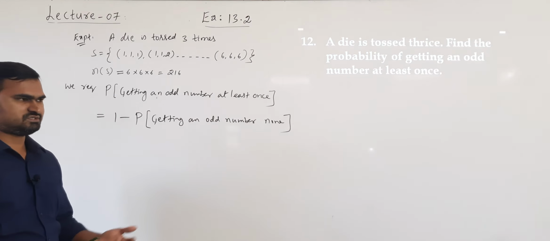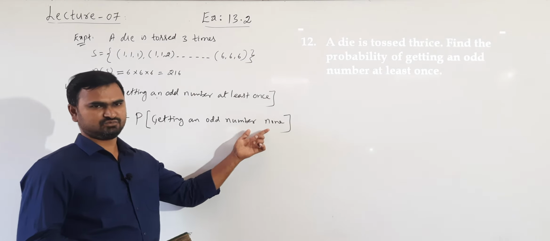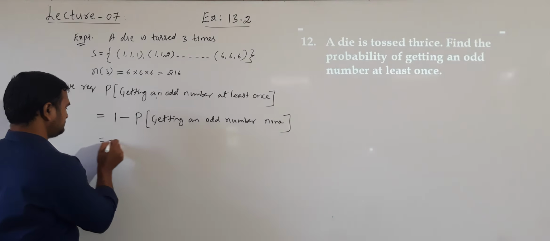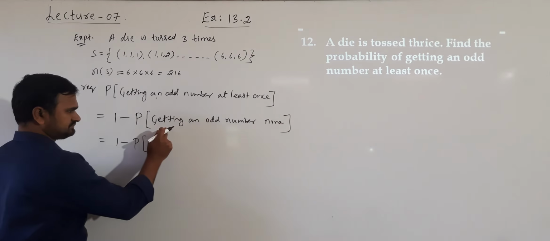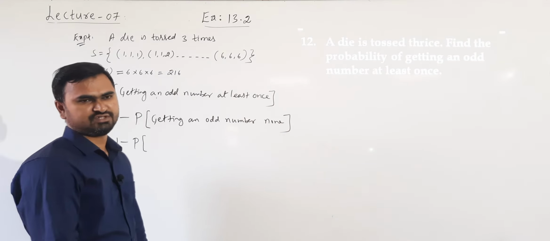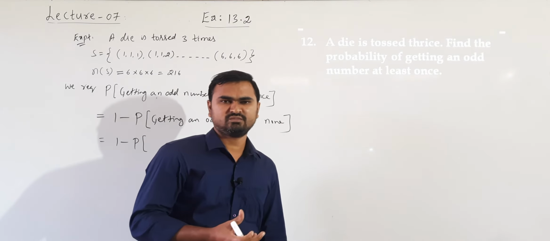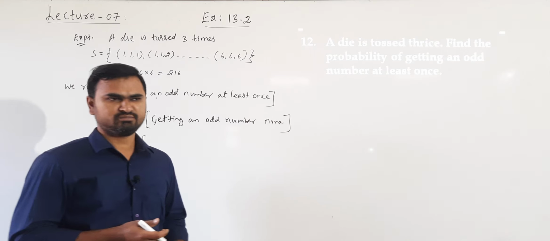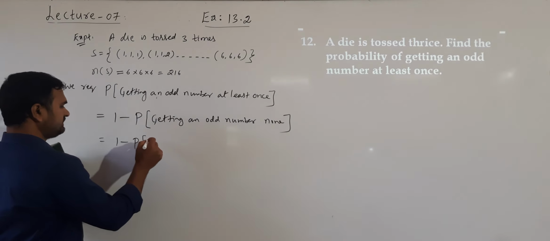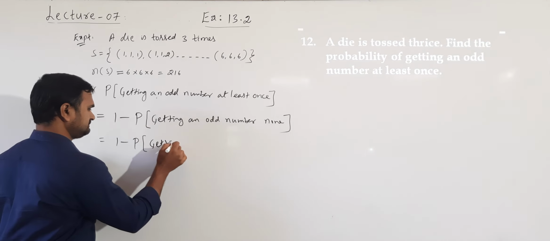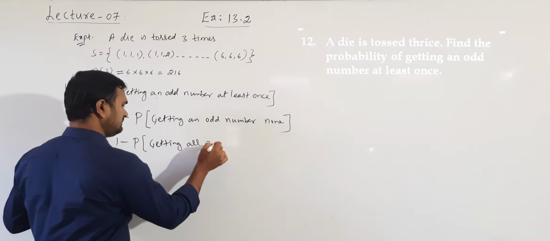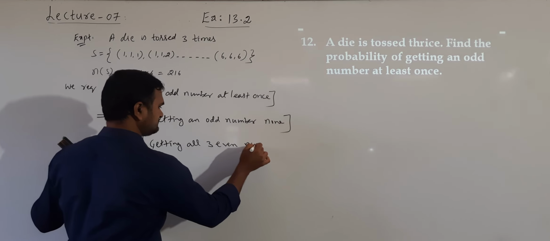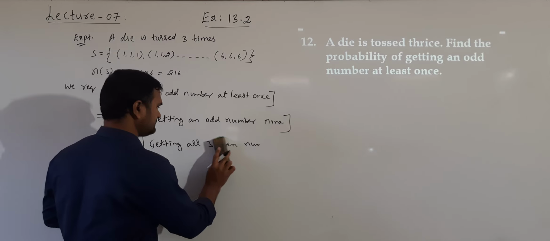So all the three times we should not get an odd number. That means getting an odd number none of the times. So all the three times we are not getting an odd number, which means it should be an even number. So we need the probability of getting all three even numbers.